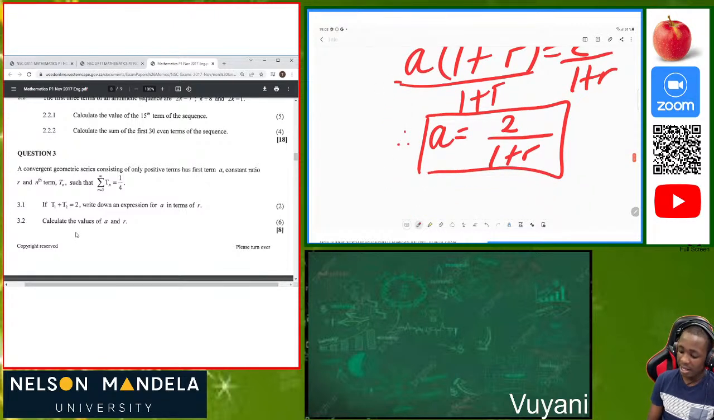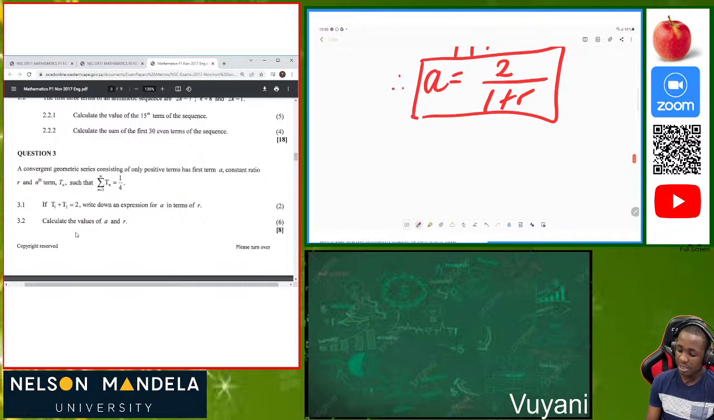Now this is where the question starts to be a bit tricky. Now they say calculate the value of a and r. Now they are telling us to calculate the value of a and the value of r. So how can we do that? How can we do that?